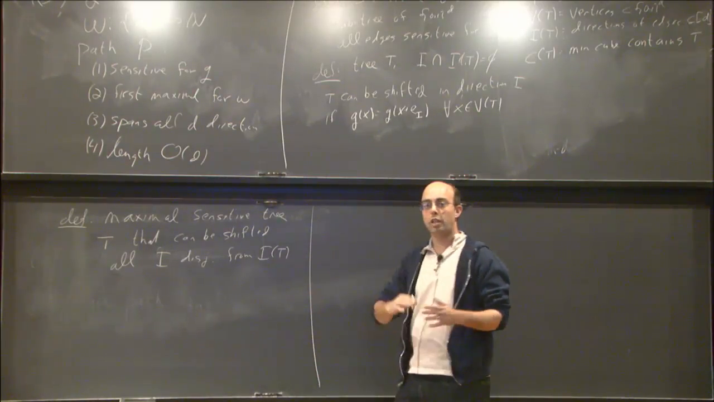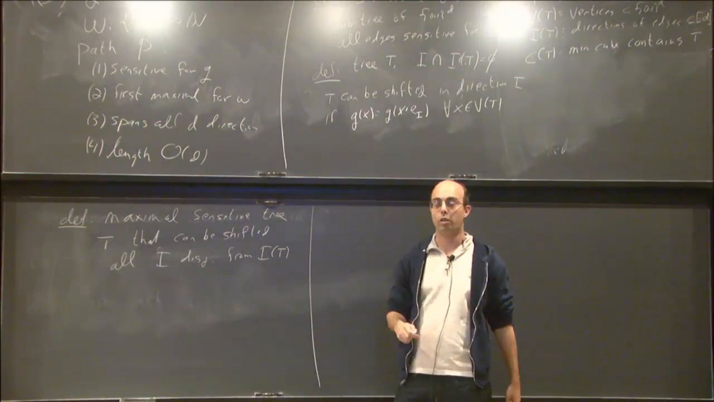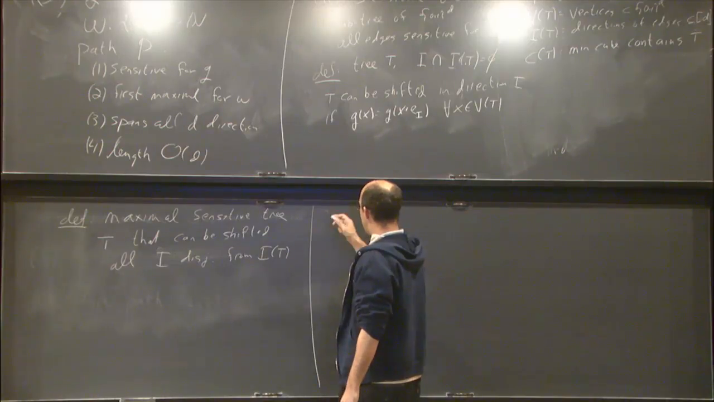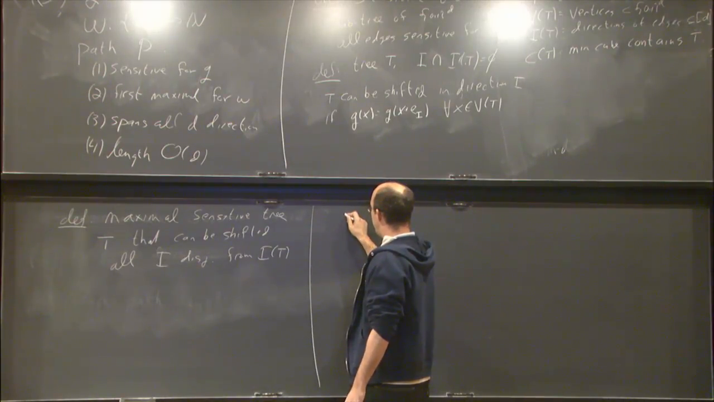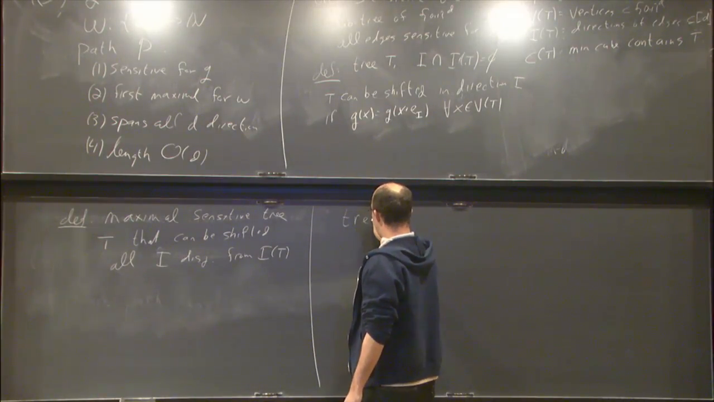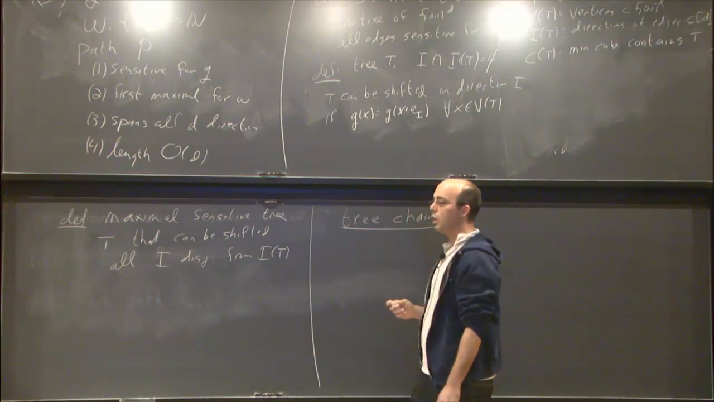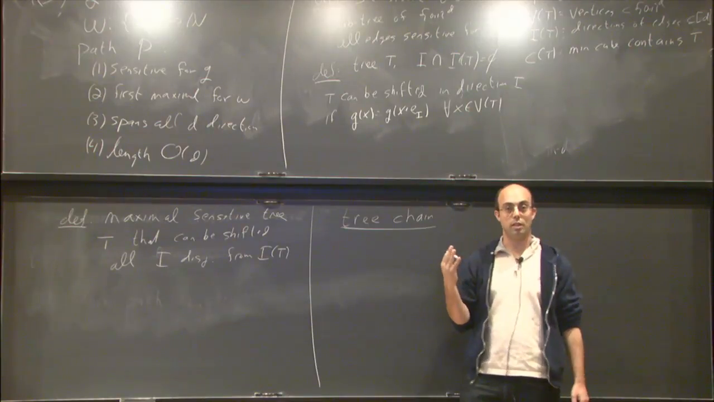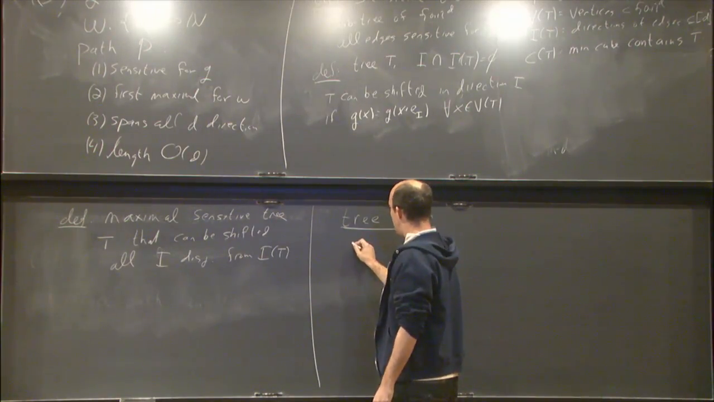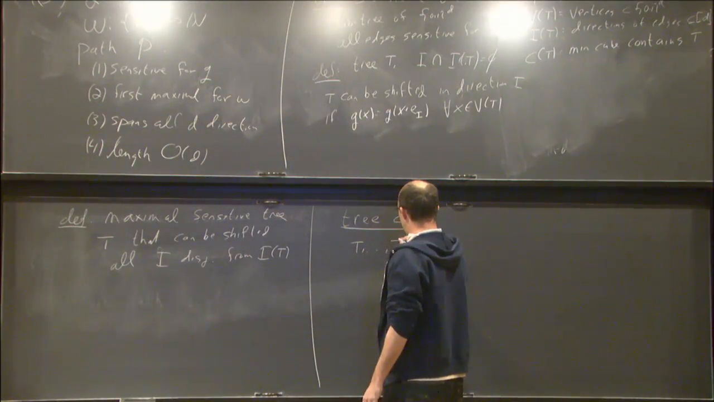But since we don't know how to get them to be full dimension, we need to compose them together. So the second definition is what I'll call a tree chain, which is implicit in GSTW. So you're just composing trees together. So what is a tree chain? It's a sequence of trees, T_1 up to T_m.